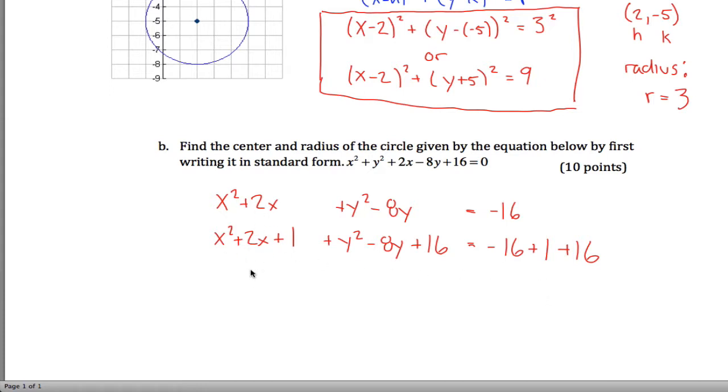Now I got a perfect square over here. This is x plus 1 squared. I got a perfect square over here. This is y minus 4 squared. And if you add these all up, negative 16 plus 1 is negative 15. Plus 16 more is positive 1.